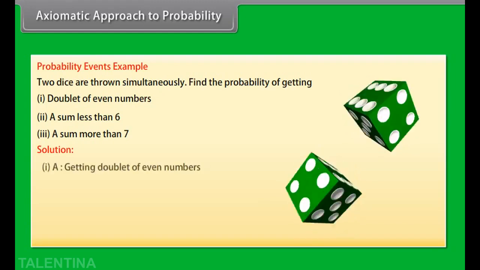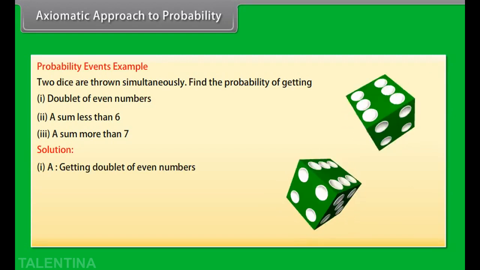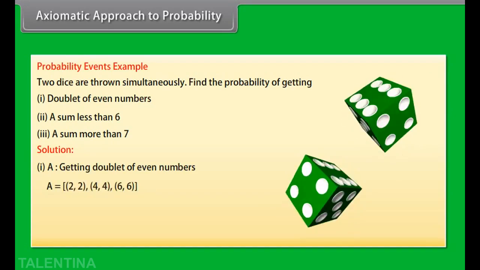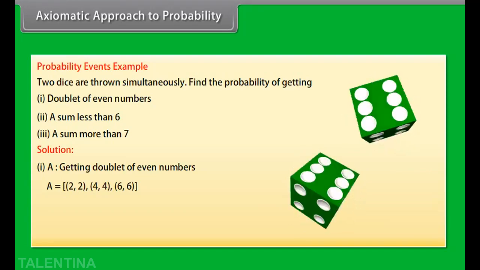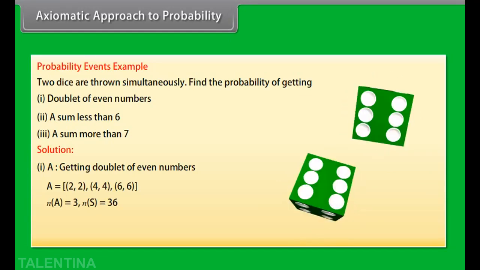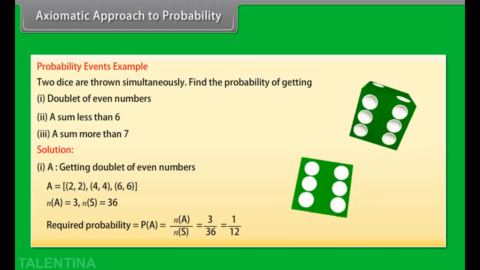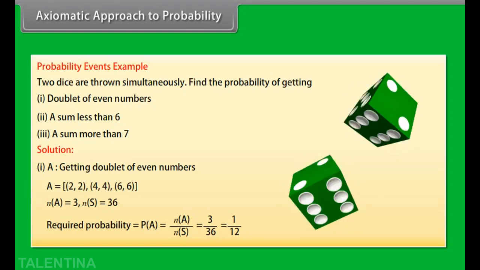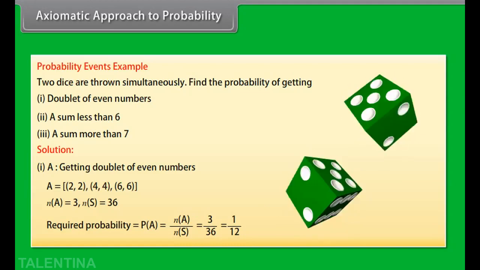Solution. 1. A: getting doublets of even numbers. A is equal to {(2,2), (4,4), (6,6)}. n(A) is equal to 3. n(S) is equal to 36. Required probability P(A) is equal to n(A) divided by n(S) is equal to 3 by 36 is equal to 1 by 12.